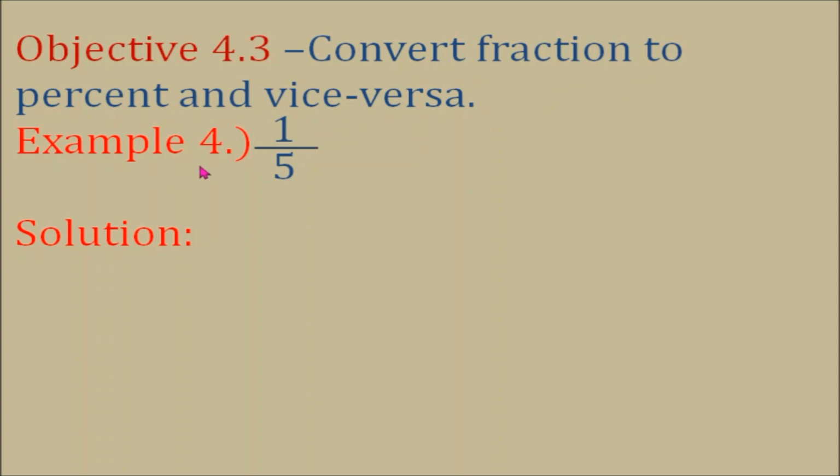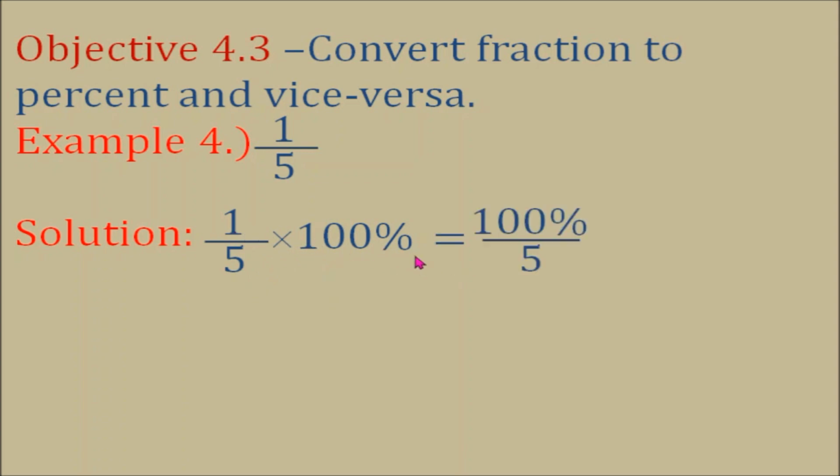Objective number 3, convert fraction to percent and vice versa. Now, example number 4, 1 over 5. So since we need to change it to percent, we have to multiply it by 100. So that's 1 over 5 times 100%. So 1 times 100% is 100%, then divided by 5. And 100 divided by 5 is 20. So our answer is 20%.